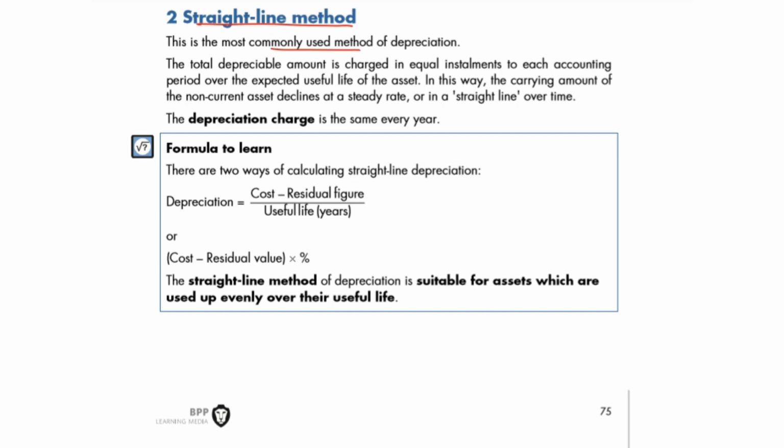This is a very common method of depreciation. Most of the businesses use this method. The depreciable amount is charged in equal installments, as we said, in each accounting period over the expected useful life of the asset. In this way, the carrying amount of non-current asset declines at a steady rate, or a straight line rate over the time. Carrying amount means net book value of the asset goes down at a similar steady rate. The depreciation charge is same every year. That's true.